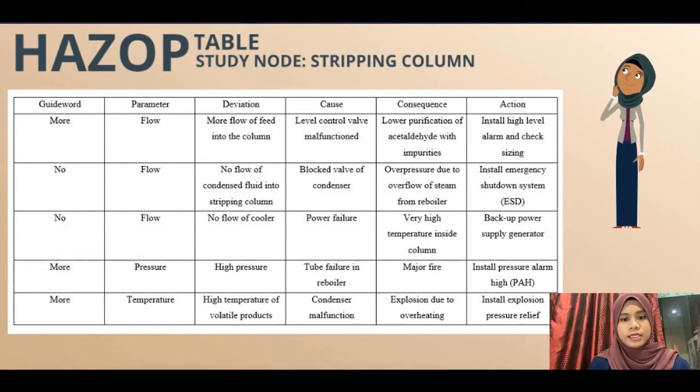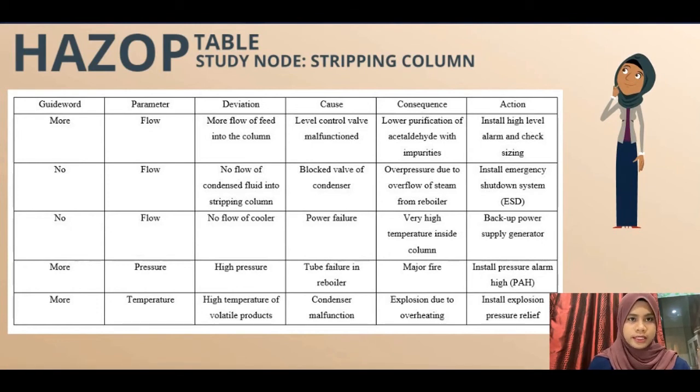And the second point is, what if there is no flow of condensate into the stripping column, which is due to the blocked valve of the condenser? This will cause the column to be overpressured due to the overflow of steam. And we can prevent this by installing an emergency shutdown system.